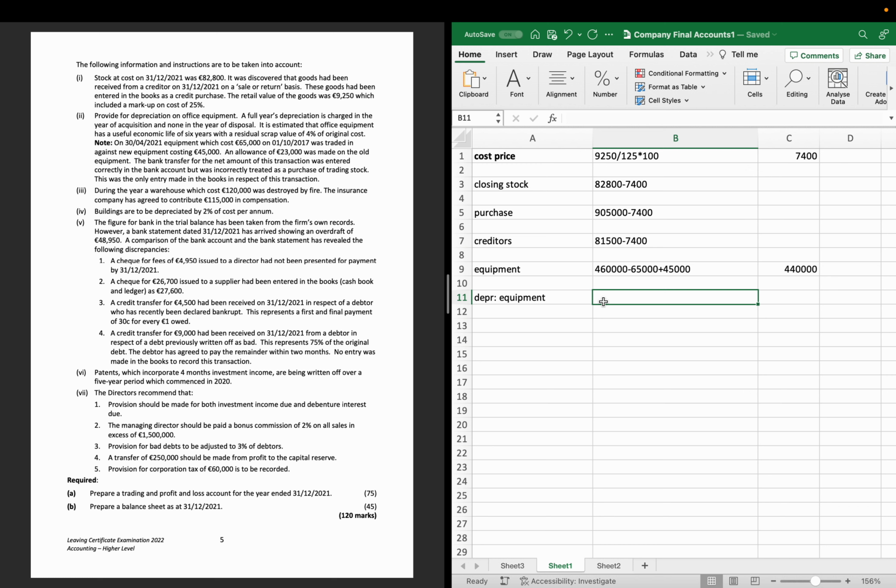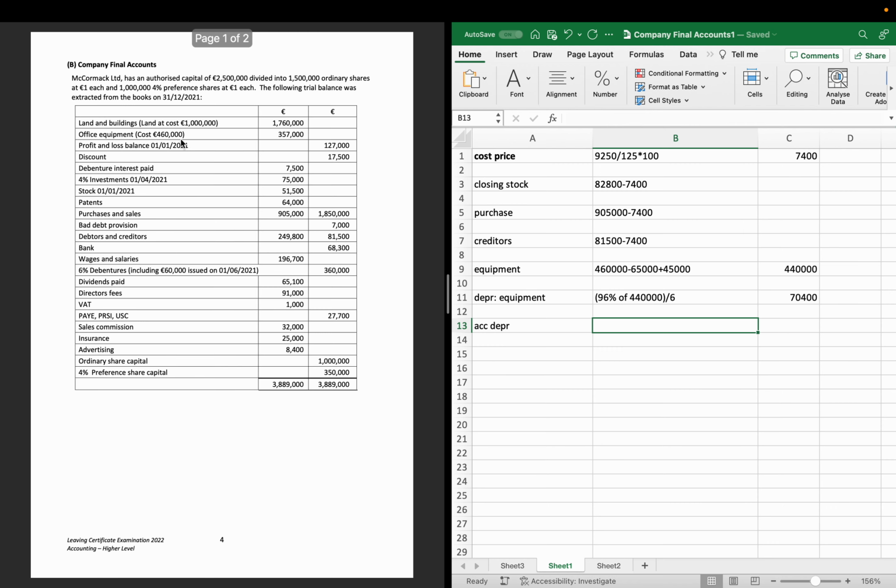So the depreciation of equipment is 96% of 440, because we're only depreciating it down to 4%, and it's written off over 6 years, so divide by 6. So that's 70,400. Then your accumulated depreciation will be whatever depreciation you started off with. So in this case, the difference between 460 and 357. That's 103.